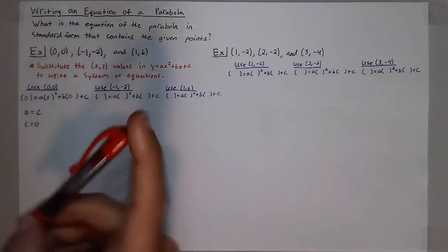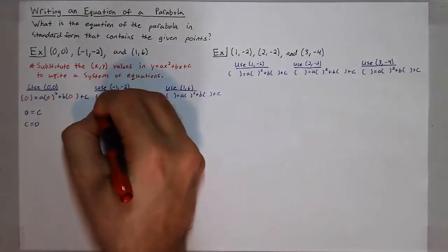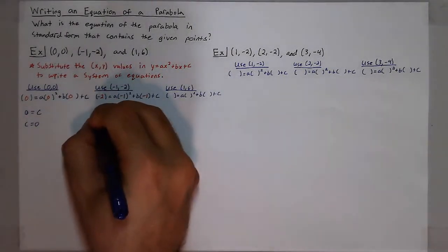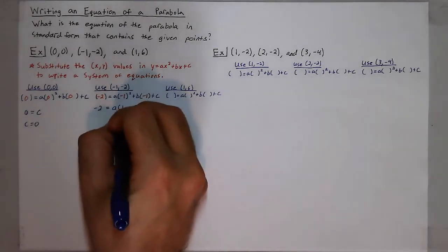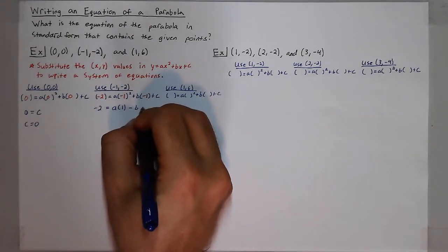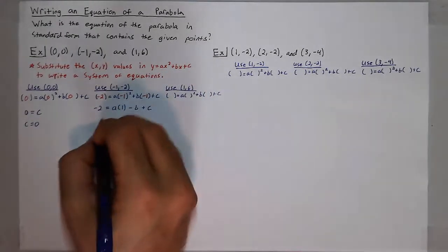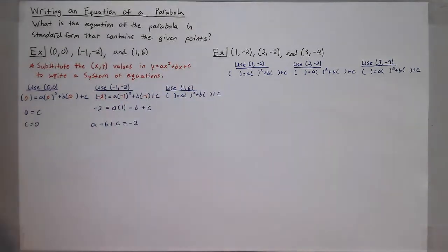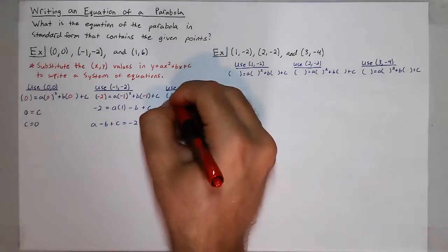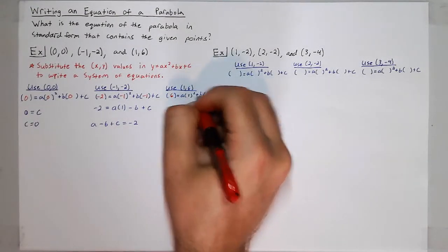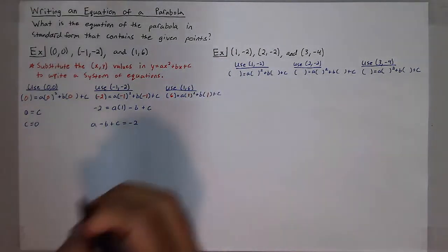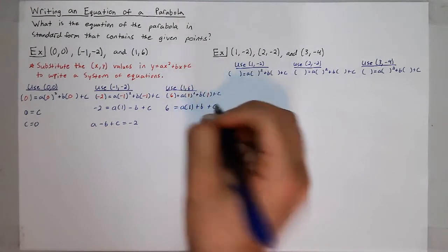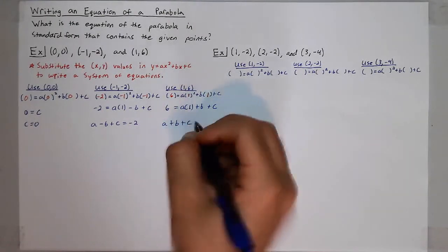So continuing this forward, if I plug in -2 for y and -1 for both of those x's, I'll get -2 is equal to a times 1 minus b plus c. So I'll get a minus b plus c is equal to -2. Now I'll plug in 6 for y and 1 for the x's. And now I'll get 6 is equal to a times 1 plus b plus c. So a plus b plus c equals 6.